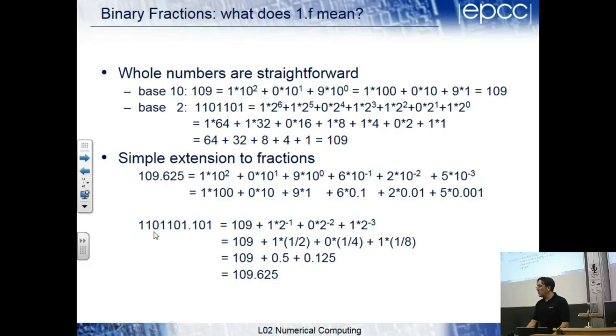It looks a bit weird when you start writing down binary fractions, but it is just the same thing. The numbers to the right of the binary point, not the decimal point, represent halves, quarters, and eighths. So 110101.101 gives you the same number, 109.625. I've fairly conveniently chosen a number here which is exactly representable in binary.